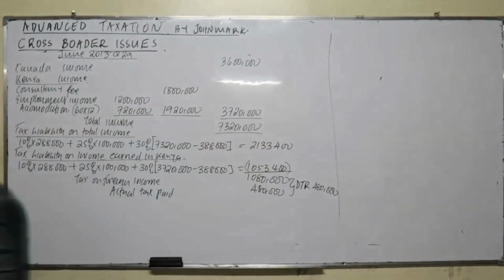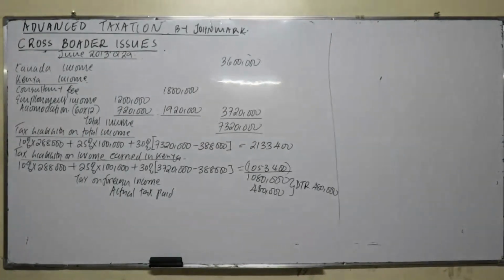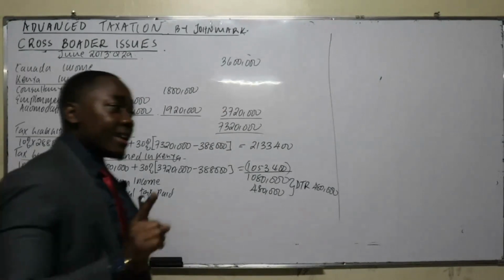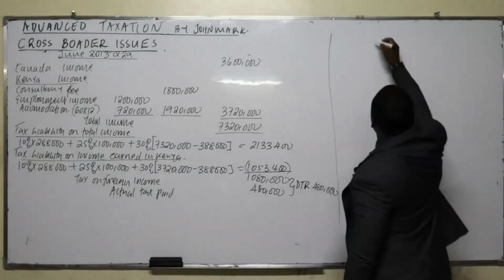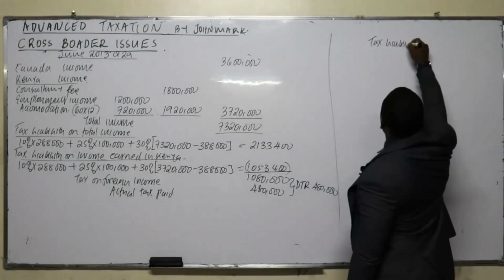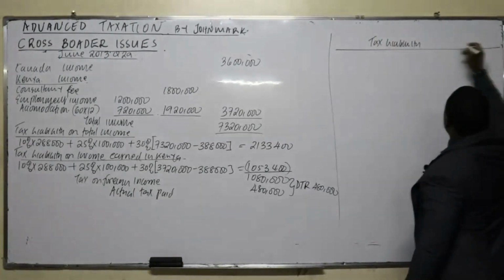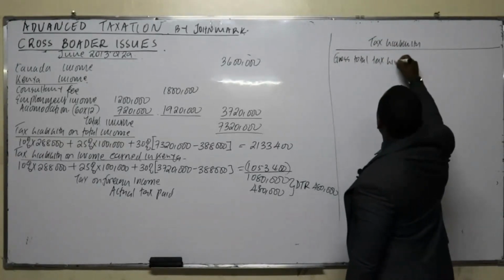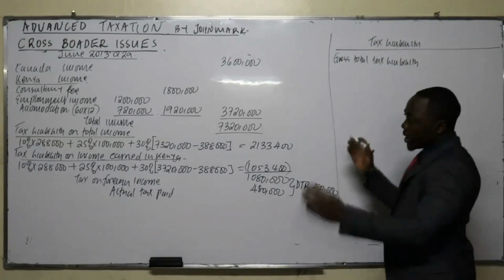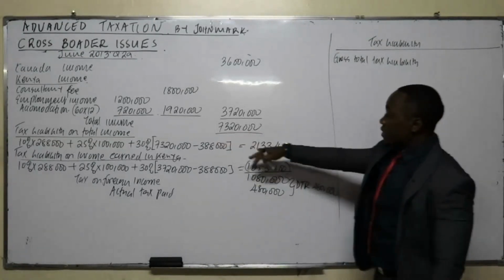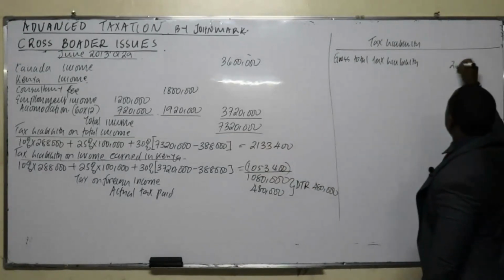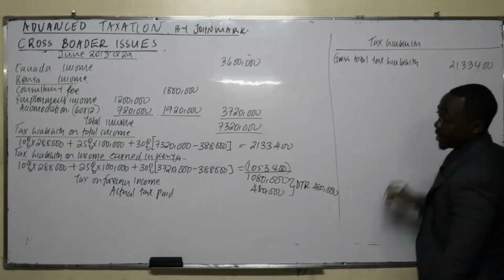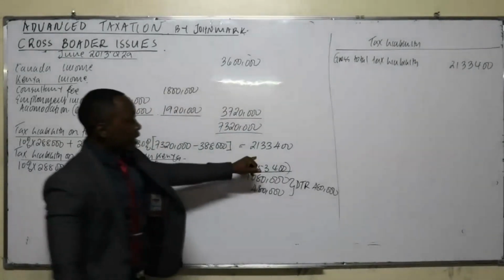Now let's go to the required. What was the question? Required: tax liability for Mr. Alex Magambo for the year ended 31st December. They are not asking about the double tax relief. They want the tax liability. How to determine the tax liability? Now, to determine the tax liability, we take the total tax liability. Based on the total income earned during the year, 7320, the total tax liability was an amount of 2,133,400. Are you together? Based on the total income, this was the tax liability.